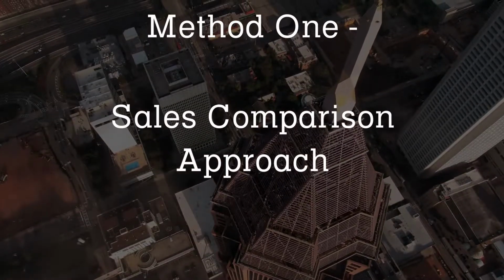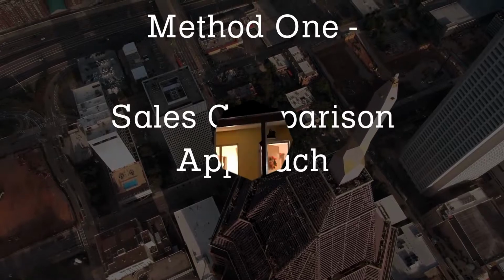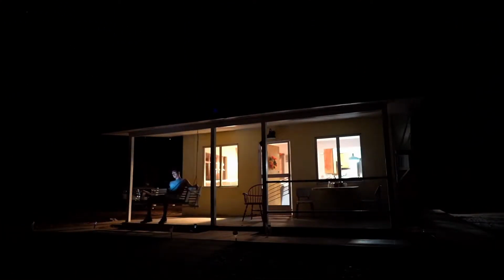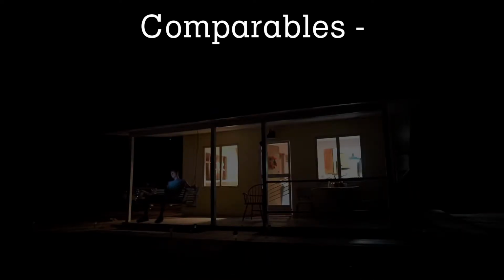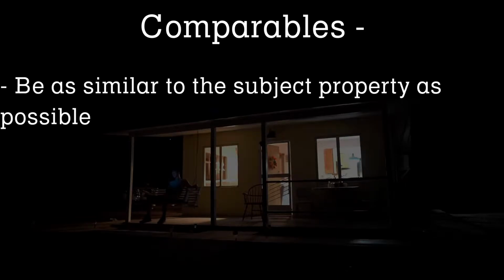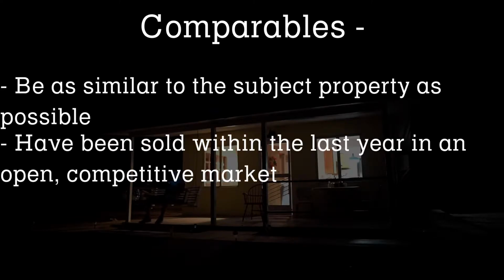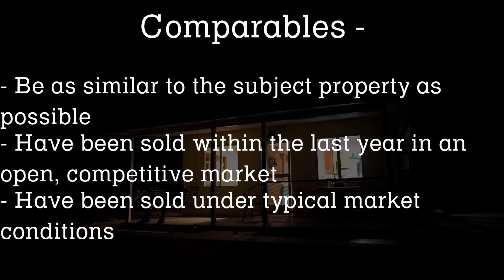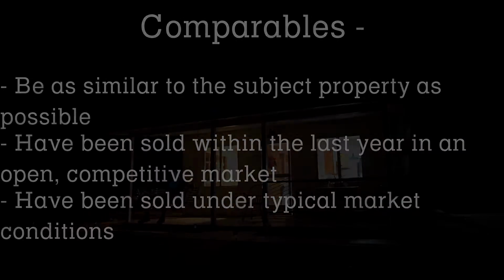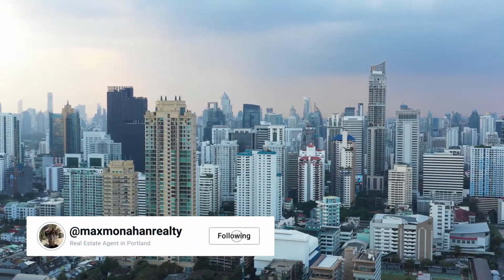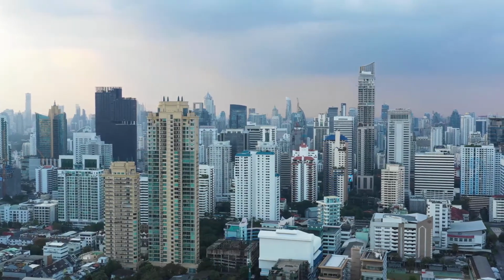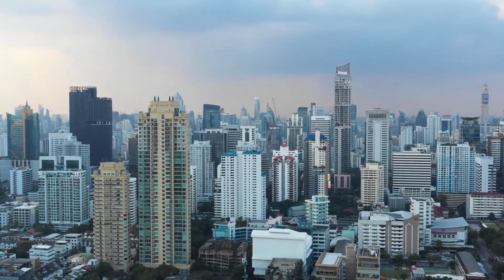Sometimes called the market data approach, it is an estimate of value derived by comparing a property with recently sold properties with similar characteristics. These similar properties are referred to as comparables, and in order to provide a valid comparison, each must 1. be as similar to the subject property as possible, 2. have been sold within the last year in an open, competitive market, and 3. have been sold under typical market conditions. At least 3 comparables should be used in the appraisal process. The most important factors to consider when selecting the comparables are the size, comparable features, and perhaps most of all, location, which can have a tremendous effect on a property's market value.